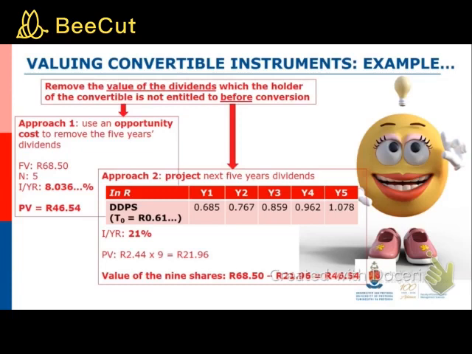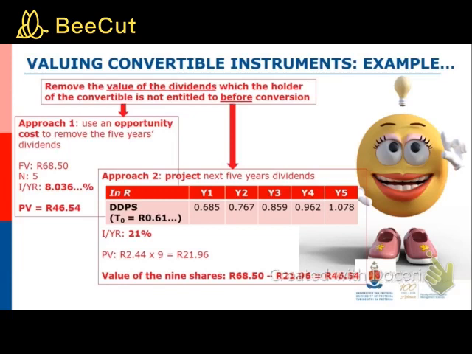Now, what is the opportunity cost? And there are 2 possibilities. One possibility is that it is the cost of equity of the company. Alternatively, it could be the dividend yield. Now, what do we know is the nature of those dividends that we are not entitled to? They are going to grow.